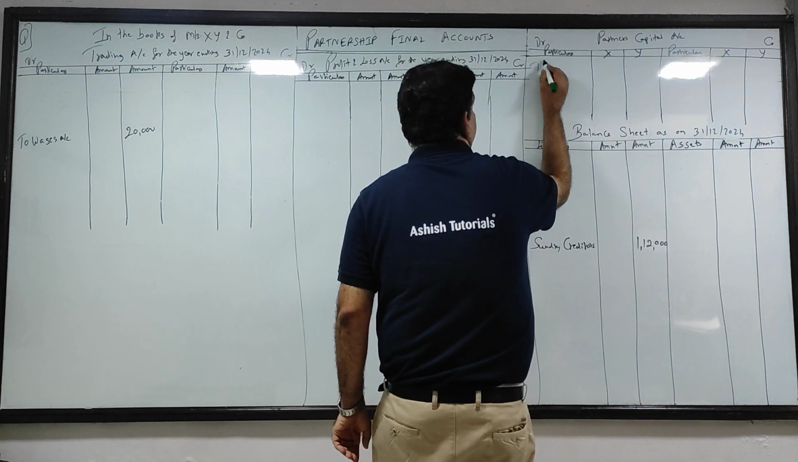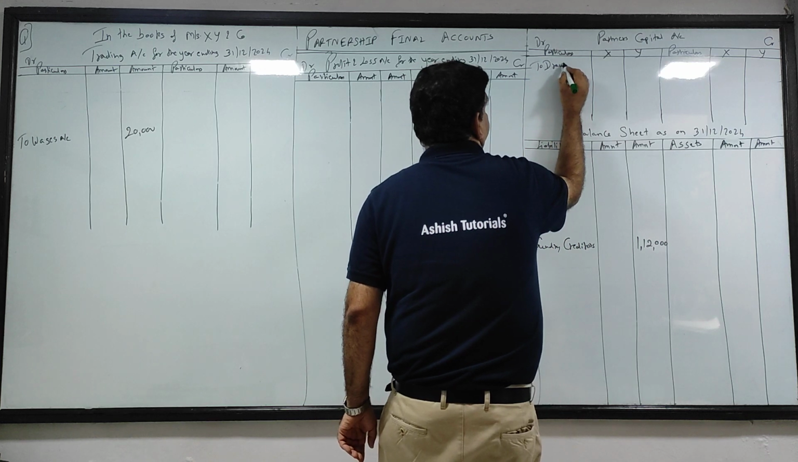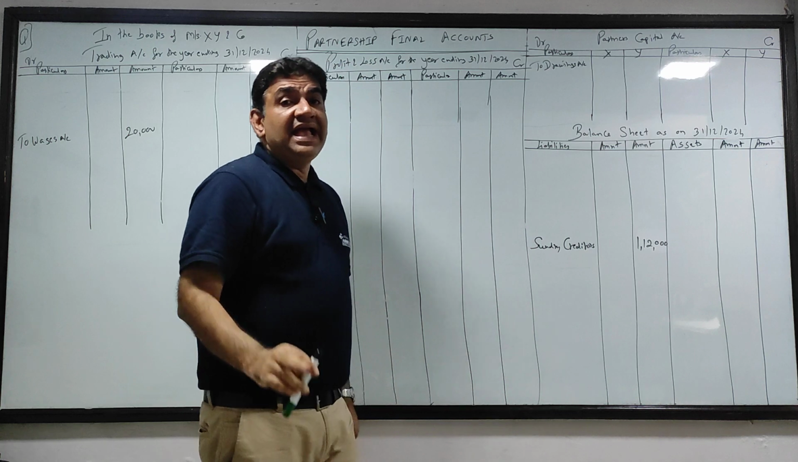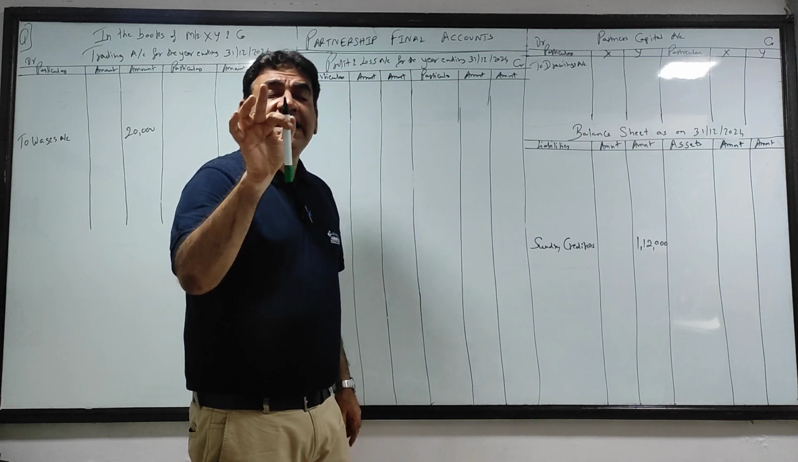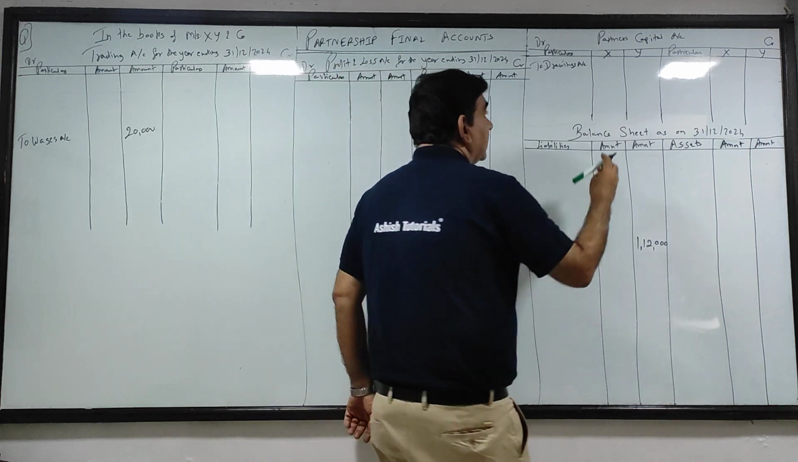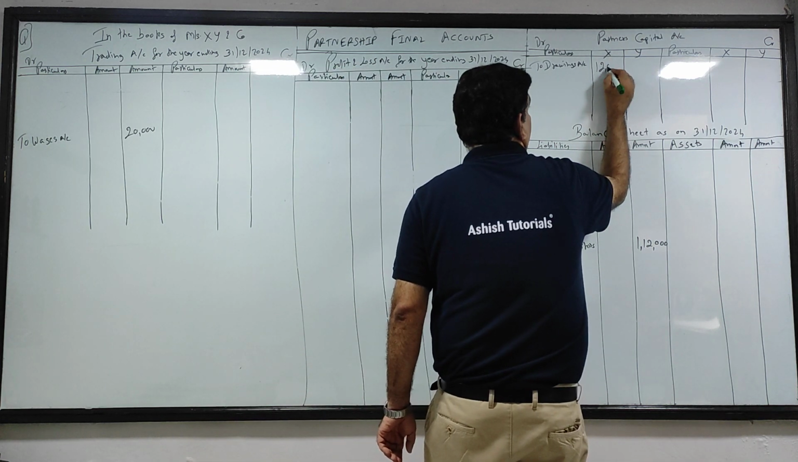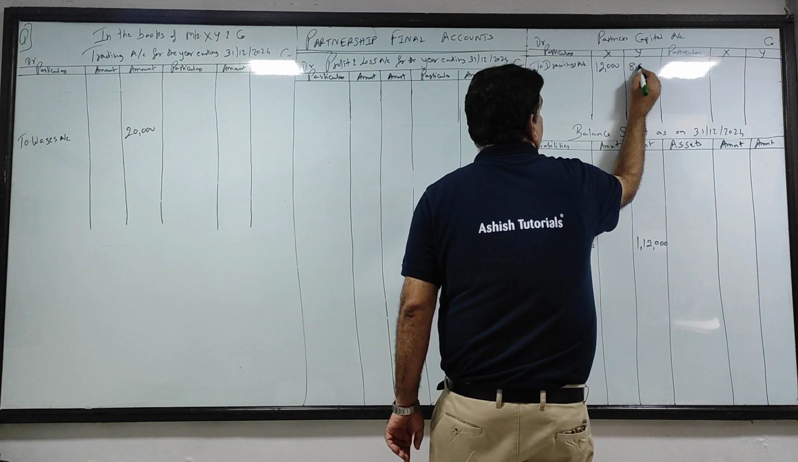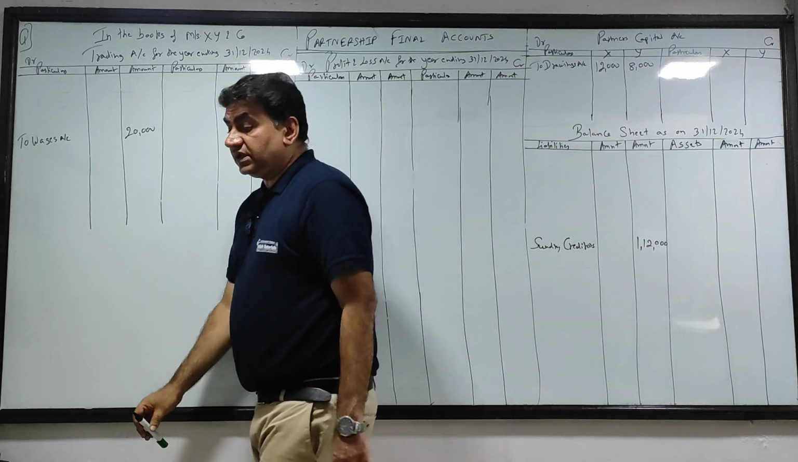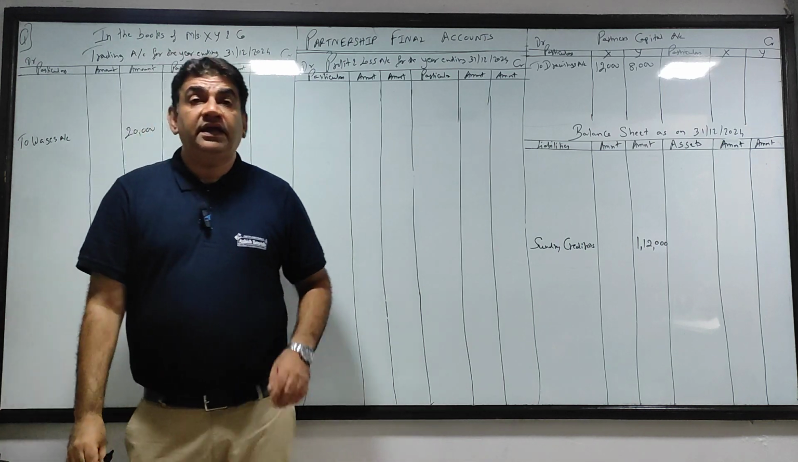You will write there: to drawings account. X's amount in X's column, Y's amount in Y's column. How much is X's? X 12,000, Y 8,000.